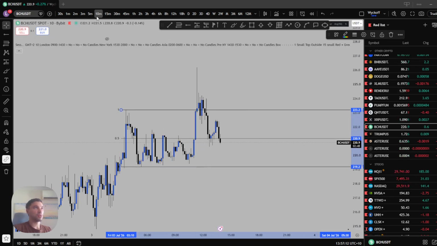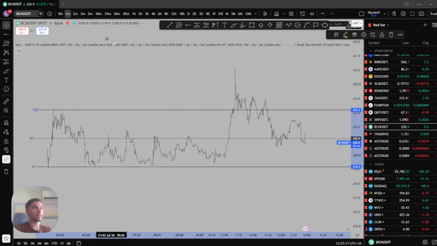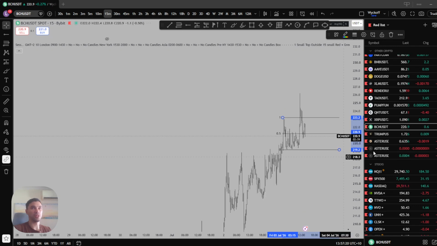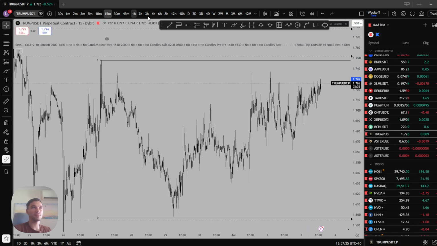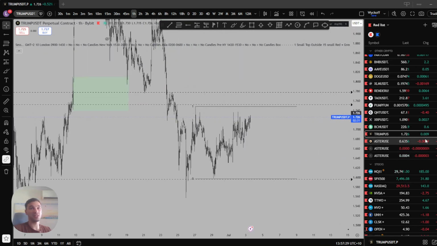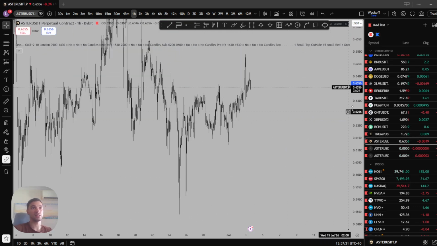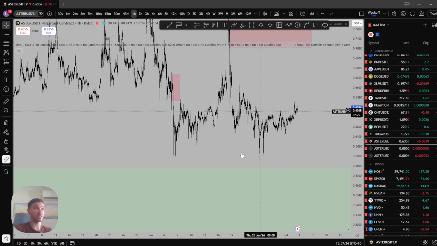Not the cleanest model. Yeah, I'm not really liking this. I'm not really interested in Bitcoin Cash. Trump. Yeah, pay attention to the higher time frame range. Still at play. And then Asta. Asta's going to dump soon, I believe, just the way this is shaping up, but no range formation as of yet.